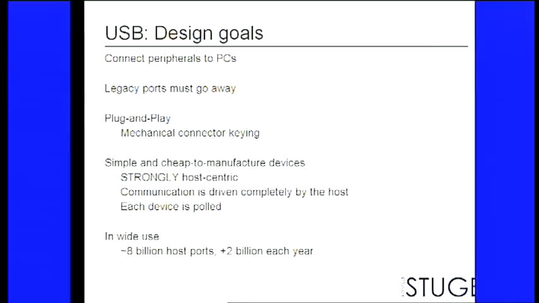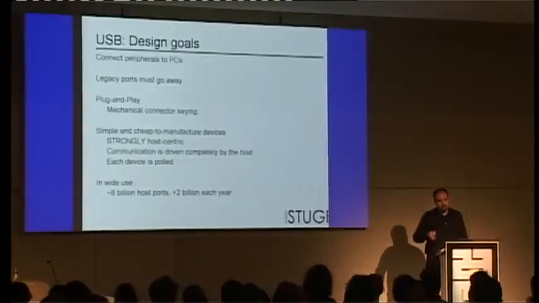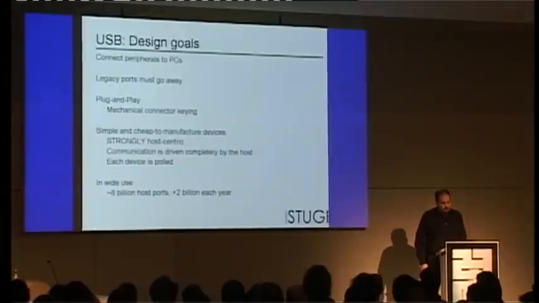Plug and play was an important consideration when developing this standard. Mechanical connector keying is what helps with that. So it's not possible to insert a cable the wrong way, for example. If the cable fits, then you've plugged it in correctly. That's a simple way to make sure that things work easily. Of course, you can turn the connector upside down and try to insert it, and it won't fit, and that's kind of annoying, but hey, they got a lot of things right, I think.